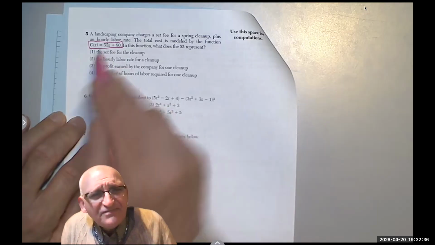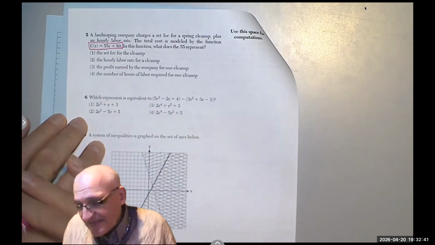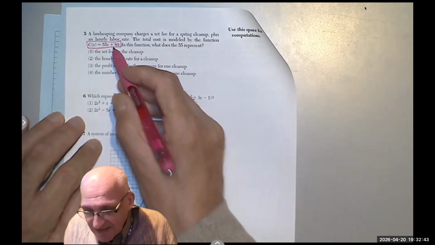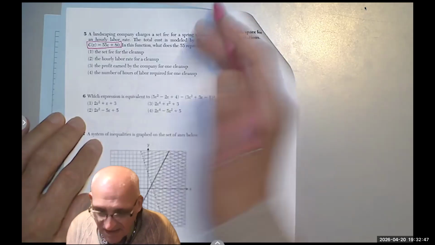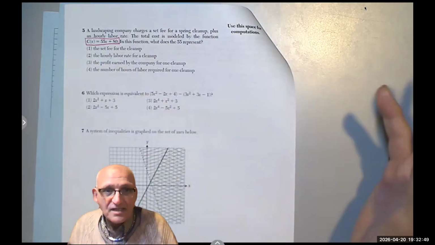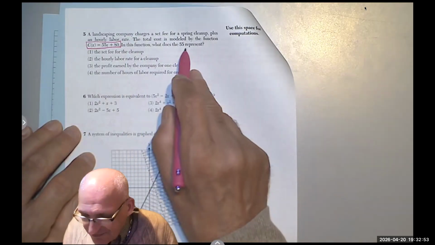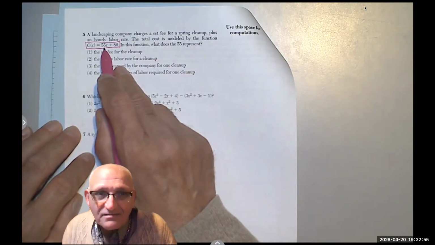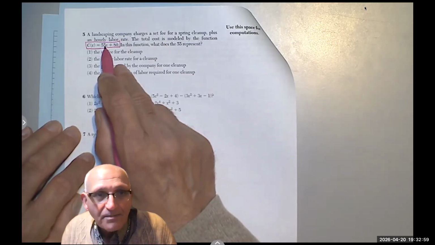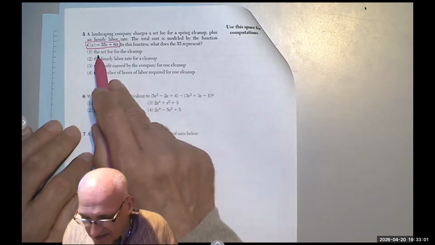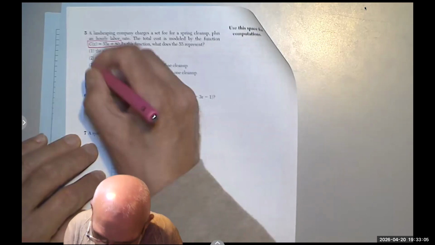X is the number of hours. So what would be the 55? Yes, it's the hourly rate. So if they ask me, what is the set fee? I say 80. How much do they charge per hour? I say 55. It's a straight line equation. Okay, in this function, what does the 55 represent? We just said it, right? 55 is the hourly rate that the company charges. Is it the set fee? No, the set fee is 80. The hourly labor rate? Yes, it is.